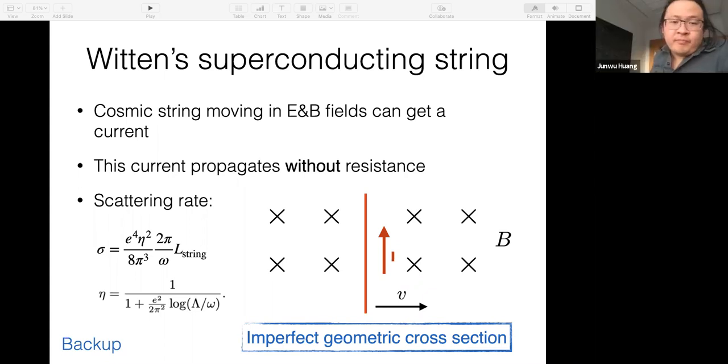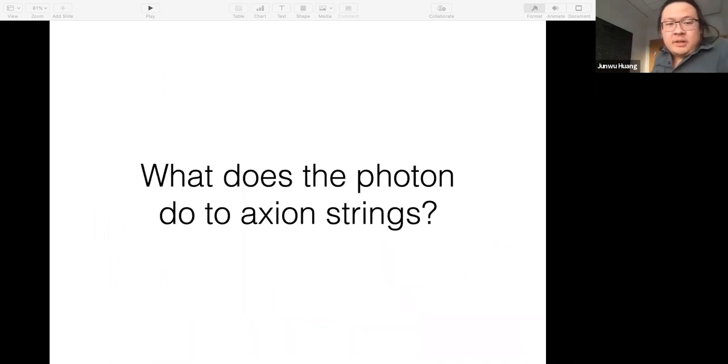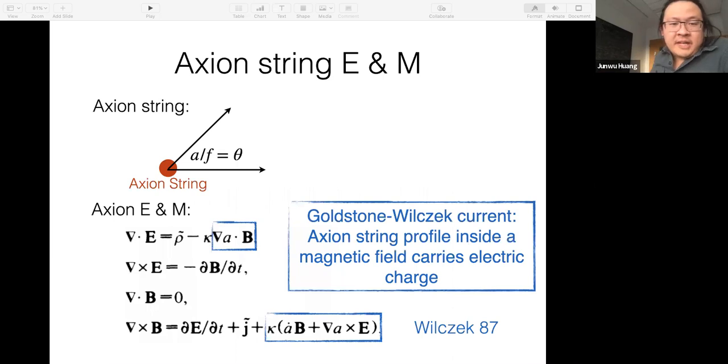Yeah. Okay. All right. I will say a bit more in the axion string case, where it's easier to understand. For Witten, he can have a boson and fermion charge carriers, and the story is a little bit different. But it will get clear when I go to the axion string case. Okay. So now let's try to address the question, which is what does the photon do to the axion string? For that, I will need to tell you even a little bit more about the axion string and axion E and M.